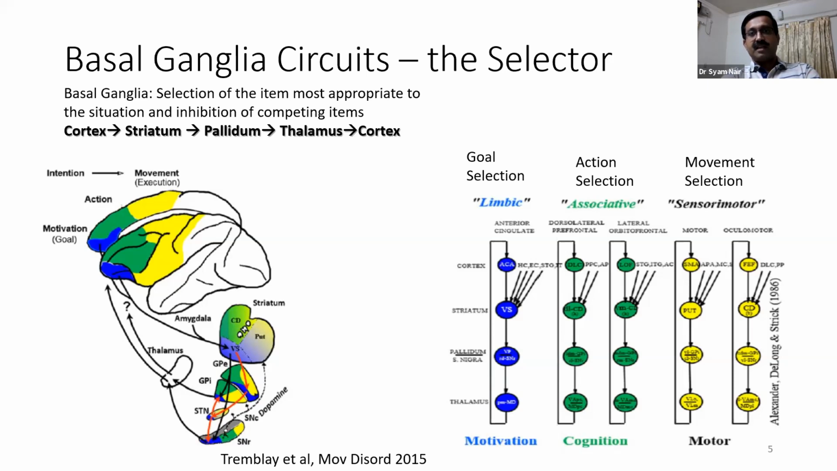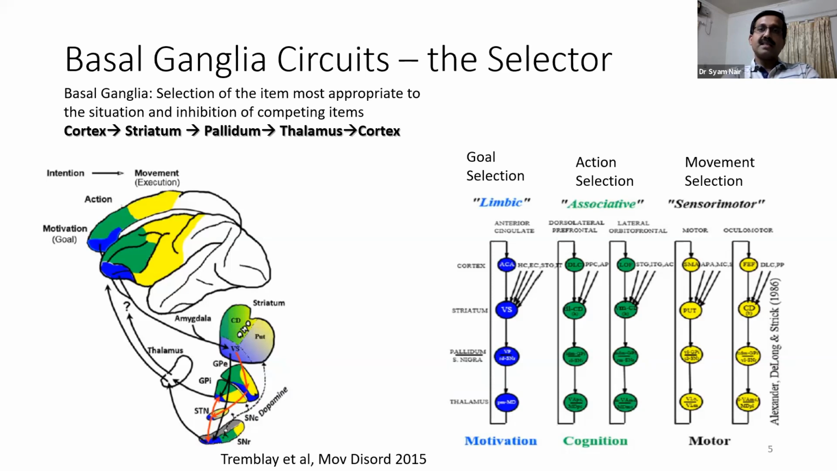But what is important is that the basal ganglia does a selection job. We know that basal ganglia is not only motor; there is a limbic basal ganglia circuit, an associative basal ganglia circuit, and a sensory motor basal ganglia circuit. All of them form the same scheme of cortico-striato-pallido-thalamo-cortical loop. The cortical and the basal ganglia areas in each circuit are different. For example, in the limbic circuit, the cortical area is the anterior cingulate cortex. For the associative circuit, it is the dorsolateral prefrontal cortex and the lateral orbitofrontal cortex. And for the sensory motor circuit, it is the motor and premotor areas of the cortex.